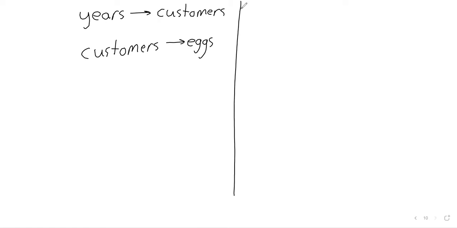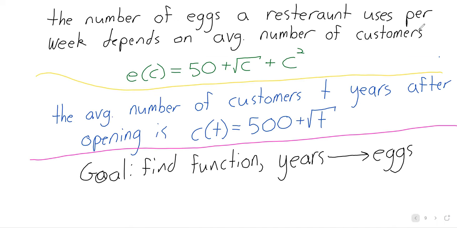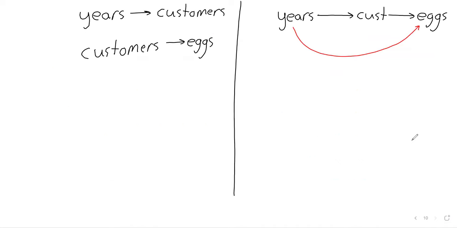The only way we can put these functions together, remember that the output of the first function and the input of the second function have to match. The only way these functions can go together is like this. And fortunately, composition, which cuts out the middleman, does exactly what we want. We want to go from years to eggs. If we take this composition, we will go from years to eggs.